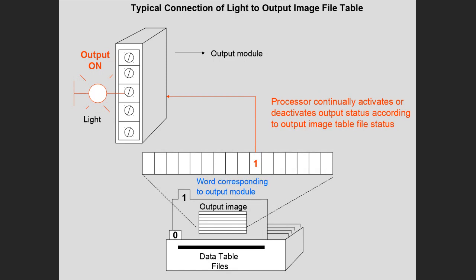Same with the output image table. So if after reading your program for a particular rung, that rung has logic continuity, then the output, the last instruction on your rung, is mapped to a certain bit position in the output image table. That is mapped to a certain screw terminal on the output module, and depending on the status of this bit, it'll either turn this, in this case, the light off or on. But again, that's stored in a data file called the output image table file.